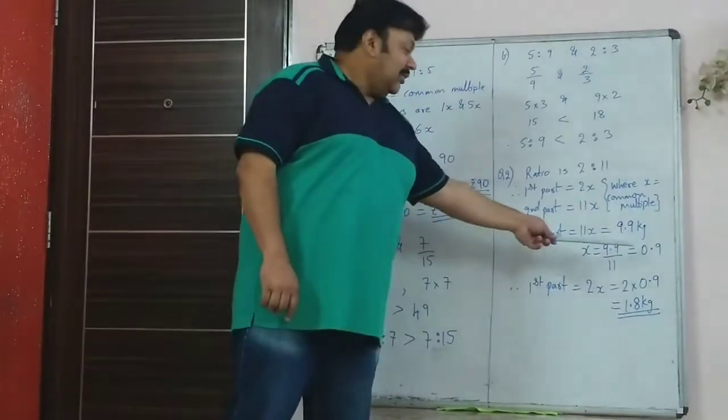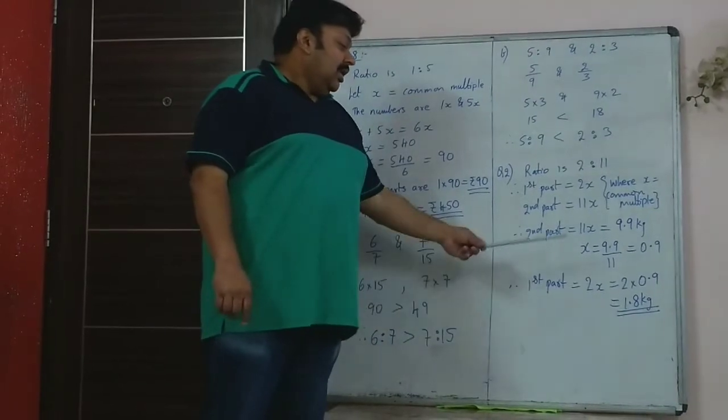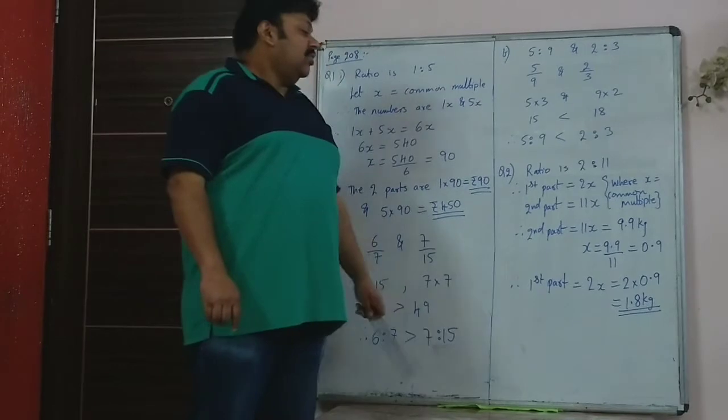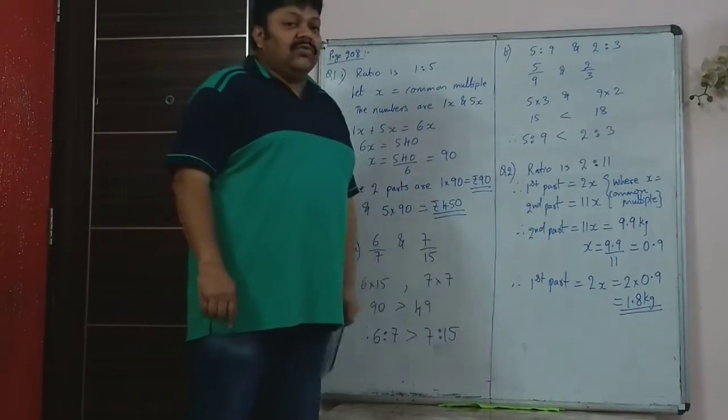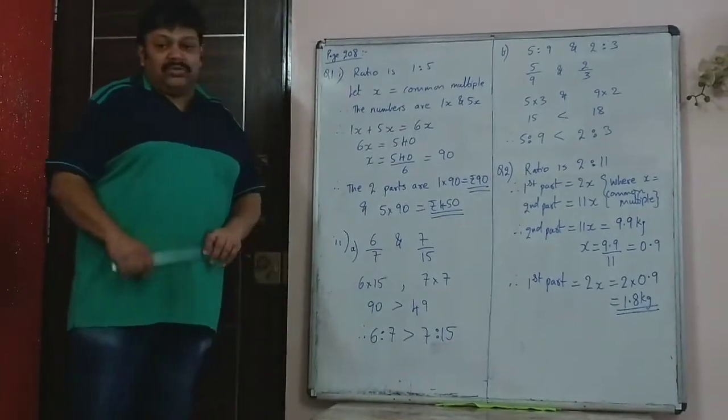So again, what we did here is we found the common multiple. And then based on that, we can say that the first part is 2x, that is 2 into 0.9, which is 1.8 kg. So that's how you did the first two sums.